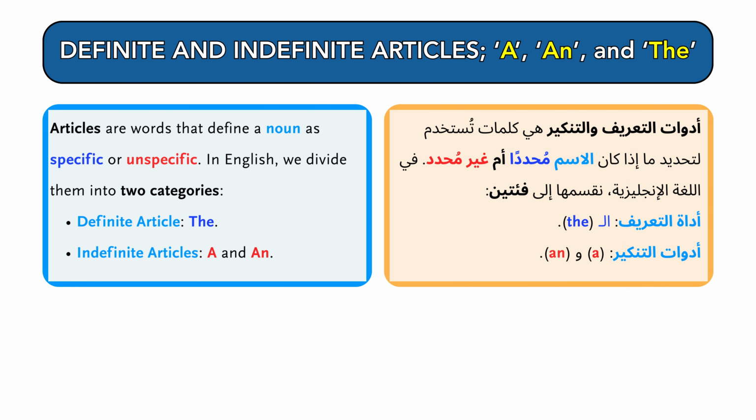First, what exactly are articles? Simply put, articles are words that define a noun as specific or unspecific. In English, we divide them into two categories. The definite article, which is the word the. The indefinite articles, which are a and an.